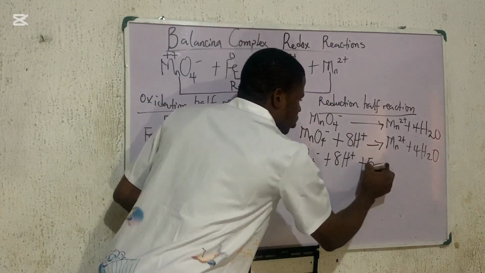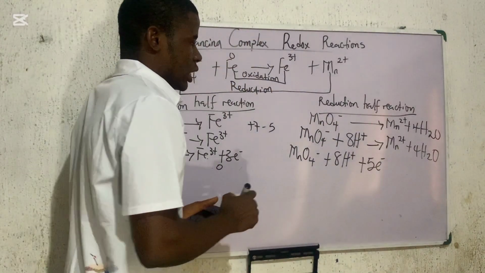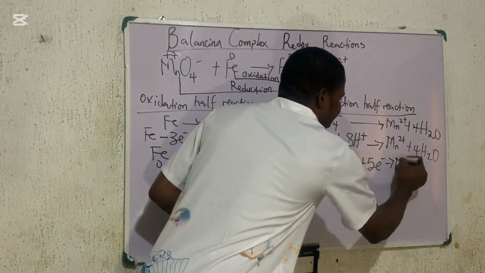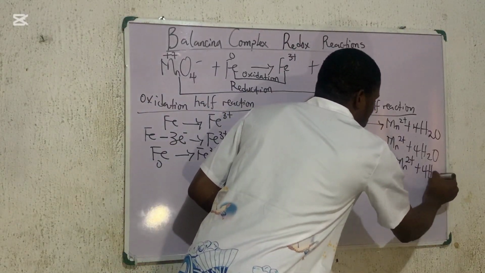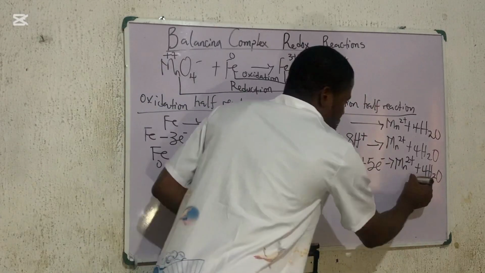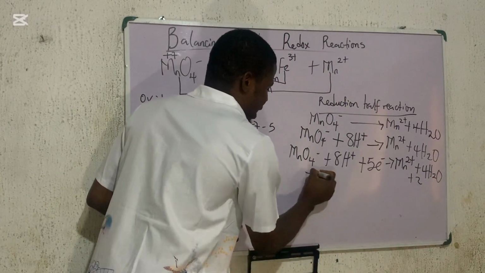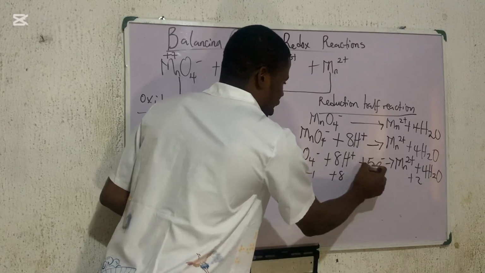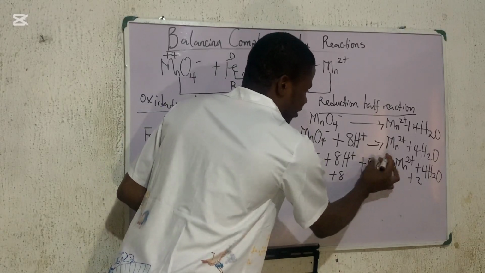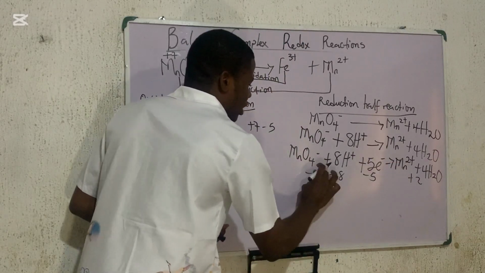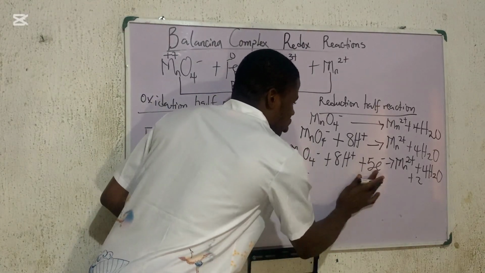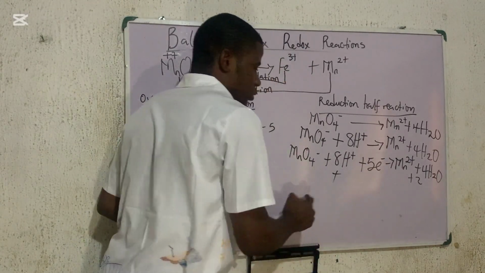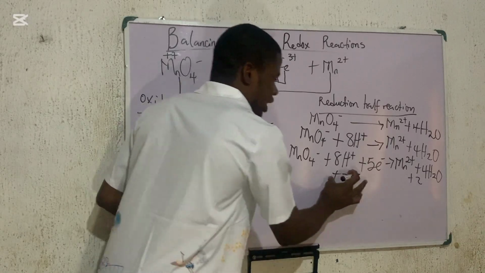Now it means that I'm to introduce 5 moles of electron here, which will give me manganese 2 ion plus 4 moles of water. Now watch it. I have +2 charge here, I have -1 here, +8 here. I have +5 times -1, which is -5. So I have -1 +8 +7, +7 -5. Can you see that it is +2? So in terms of charges, they are balanced.